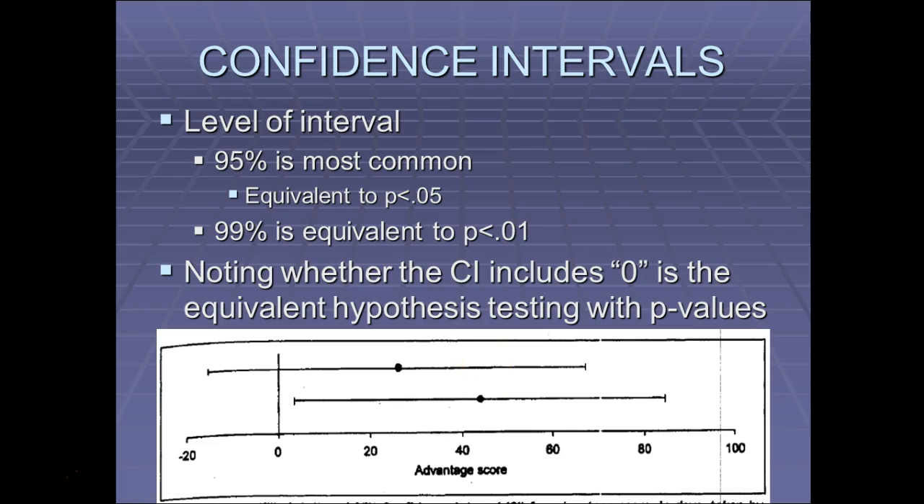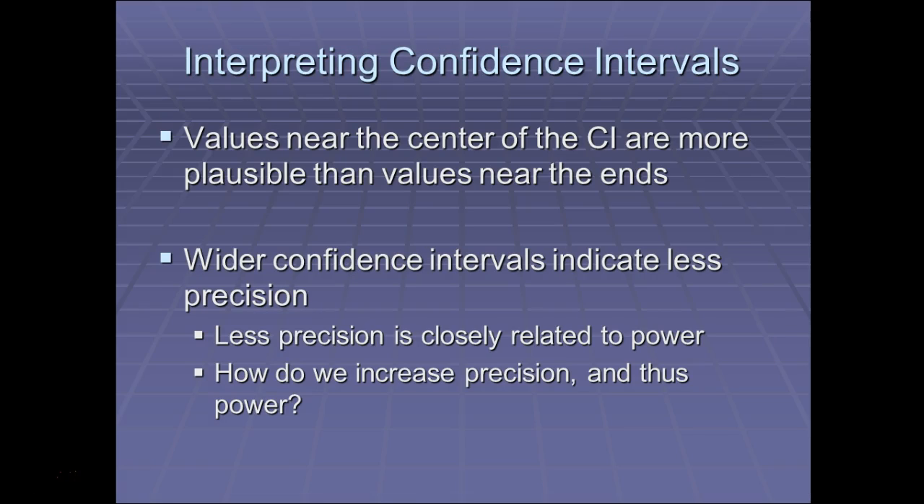So as I said, effect sizes need to be reported along with p-values, but quite honestly, your confidence intervals probably should be reported as well. So how do we interpret confidence intervals? Values near the center of the confidence interval are more plausible than values near the ends, right?